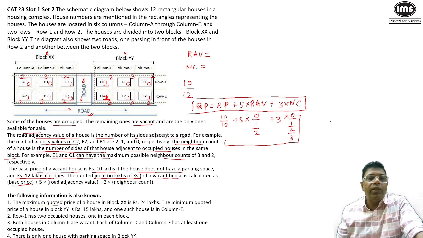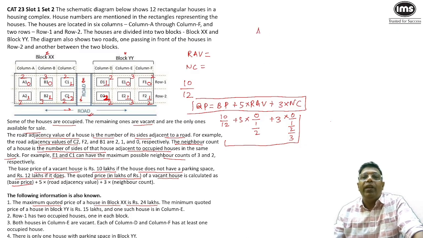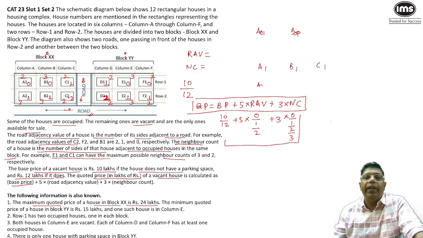The maximum quoted price of a house in block XX is rupees 24 lakhs. Interesting. A1, B1, I'll write a little lower. A1, B1 and C1. A2, B2 and C2. Now, let me calculate what could be the maximum possible price for A1.